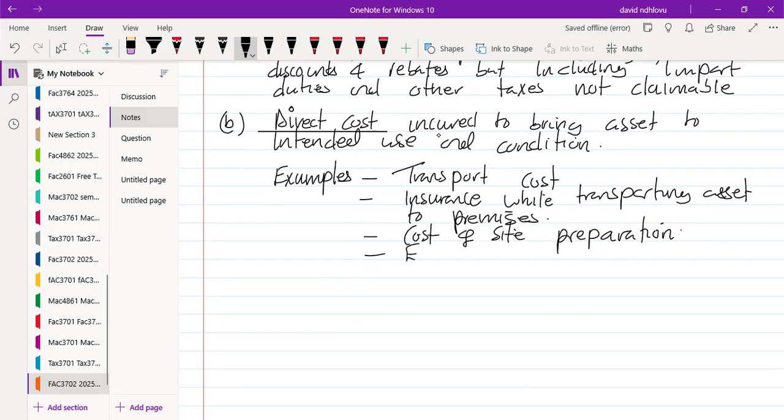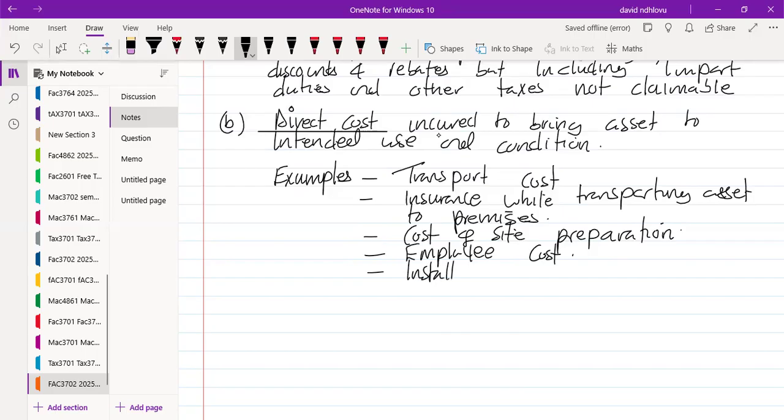We also have employee costs. Sometimes you will have employees, for example, that will work on the preparation of the site to make sure the place is ready for the asset, or employees that will work to lift the asset when it comes through and to place it where it is supposed to be placed. Those salaries for those employees for the duration of bringing the asset to intended use, you must add.